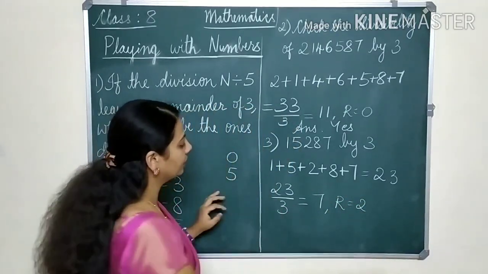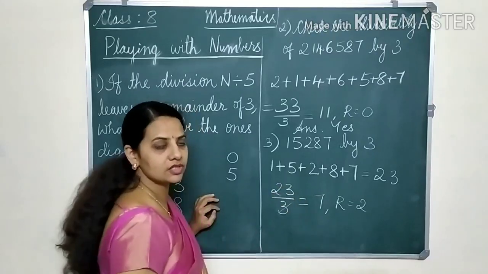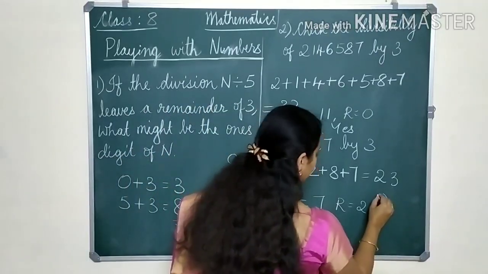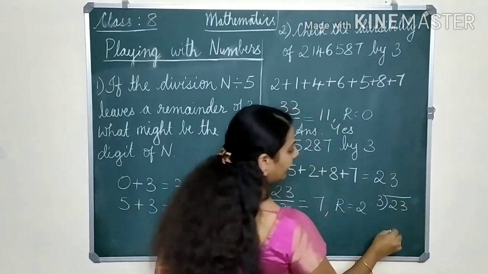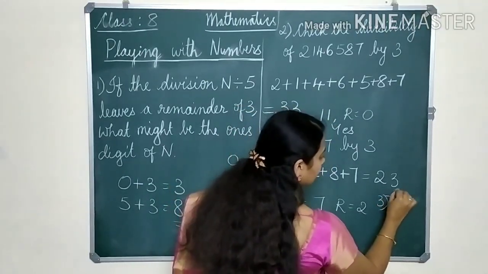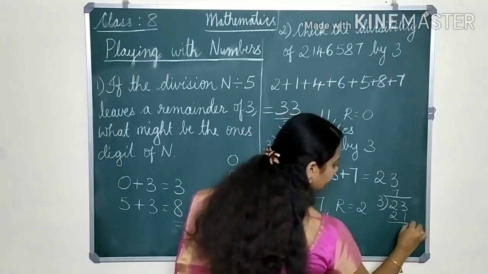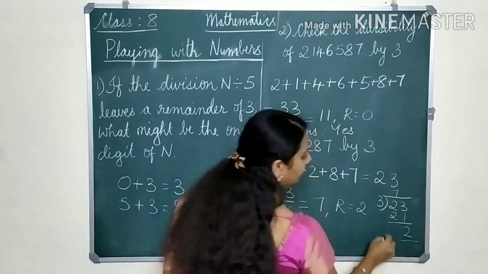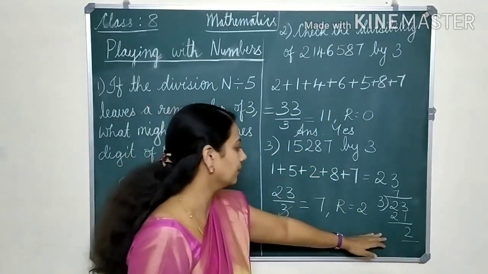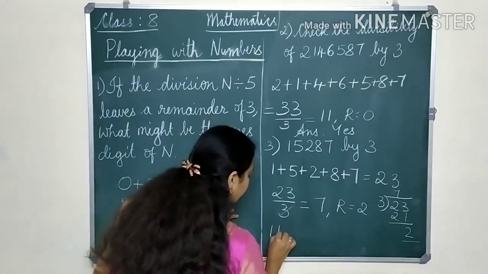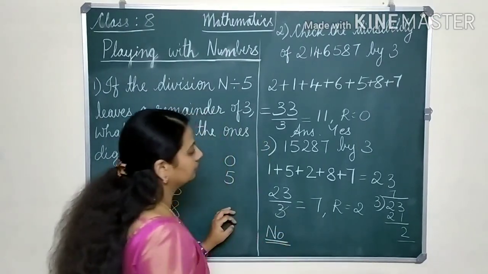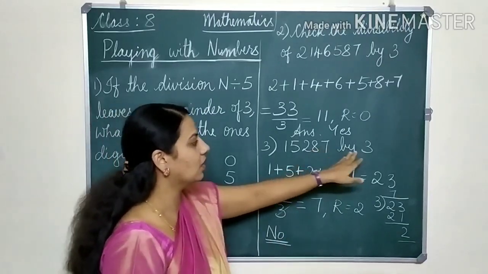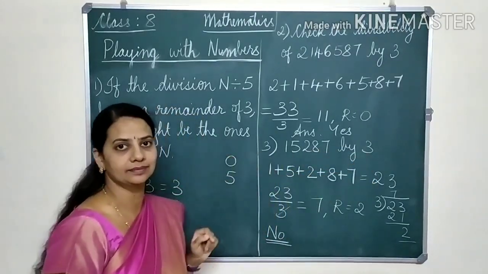So if you are not able to do this short division, you can always do it this way. This is your traditional method of dividing. So 7 threes are 21, gives you 2 as a remainder. This way also we can do. So then what is the answer now? The answer for this is no. This number is not divisible by 3.